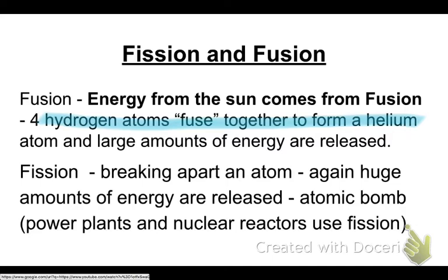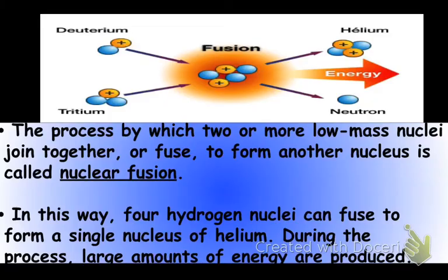The other type of nuclear energy is called fission, which is breaking an atom apart. Again, huge amounts of energy are released. Think atomic bomb, power plants, and nuclear reactors use fission to create energy. In the sun, fusion is how we get our energy.